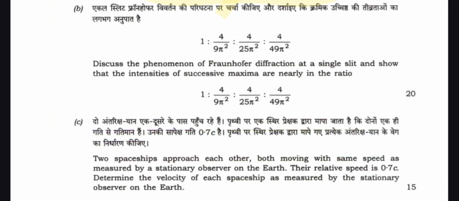And question number B is here. Discuss the phenomenon of Fraunhofer diffraction at a single slit and show that the intensities of successive maxima are nearly in the ratio. So this is, you see, this.